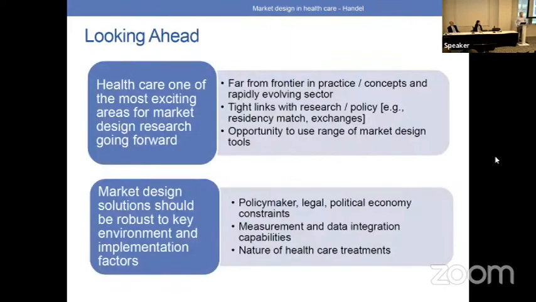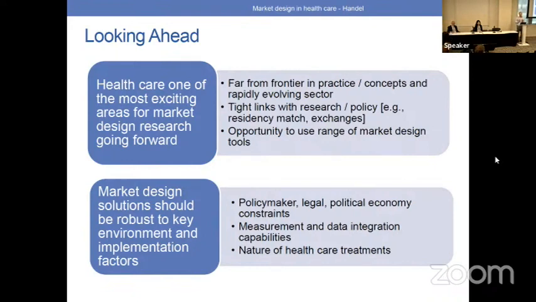Let me wrap up. I think hopefully this teases some of the interesting research that I hope will come going forward in this area. If I was trying to advertise for working in healthcare market design, I think we're pretty far from the frontier. Even on the set of current topics that people have been working on, there's still a lot to do. But also this is a rapidly evolving sector, as you saw with the example of gene therapy. I didn't talk about the role of AI in healthcare, but that's obviously going to have a very important impact over the next decade or even sooner.